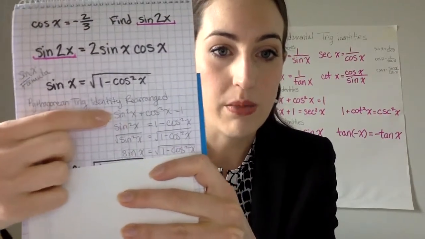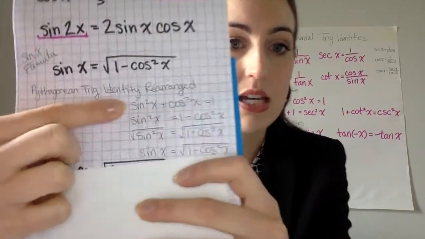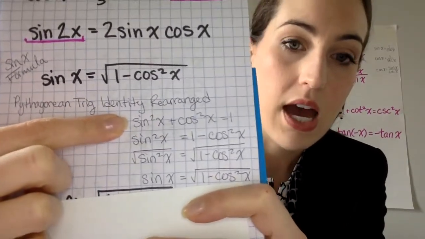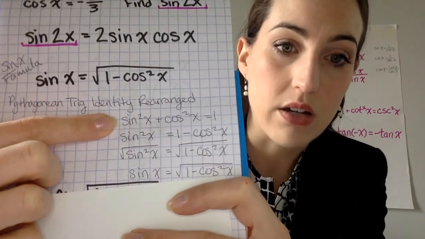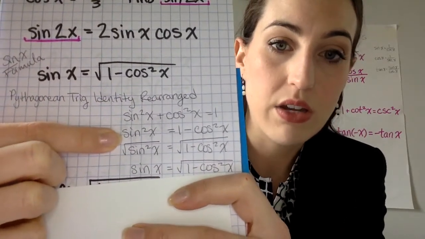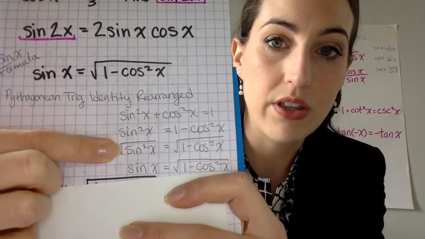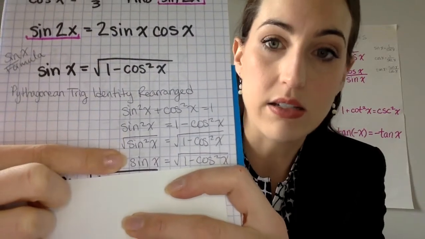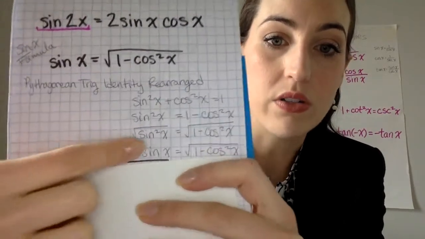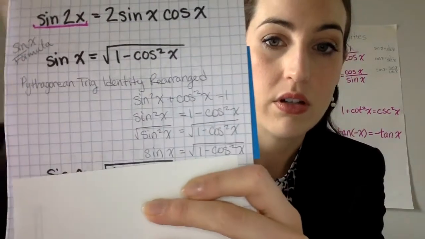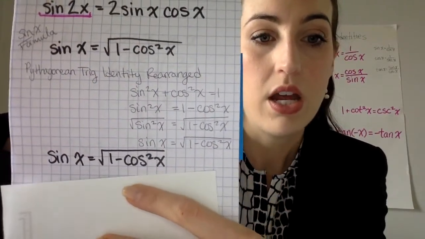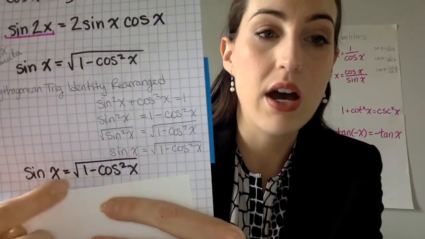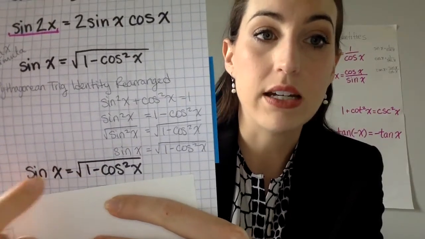Being, here's the Pythagorean trig identity, sine squared x plus cosine squared x equals 1. And then I subtracted the cosine squared from both sides, and I took the square root of everything on each side, and I got sine x equals the square root of 1 minus cosine squared x. Okay? And so now I have this, I can find a sine x.